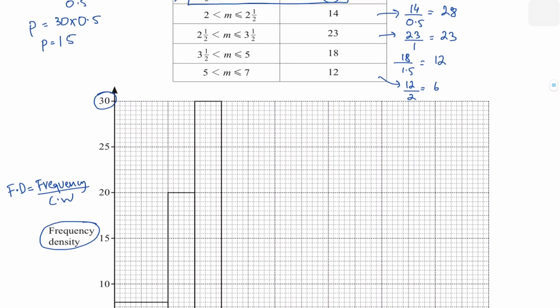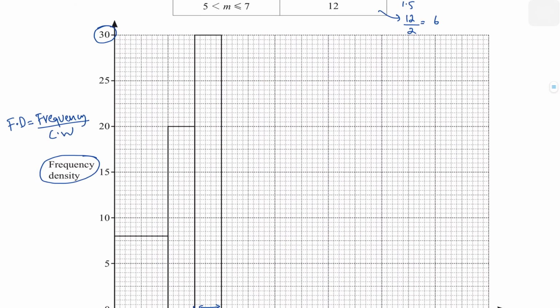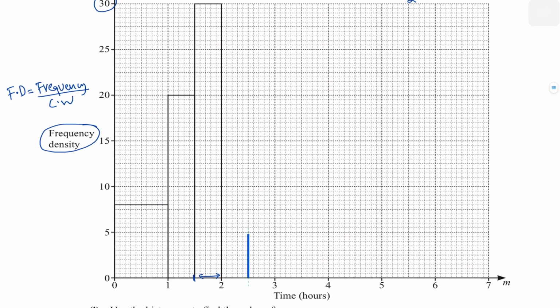So for 2 to 2.5, our frequency density is going to be 28. So here's 25. And since 5 units is split between 10 small boxes, that means 2 small boxes will make 1 unit. So this is 27, 27.5, 28. So there you go. And then let's turn this left to close it.